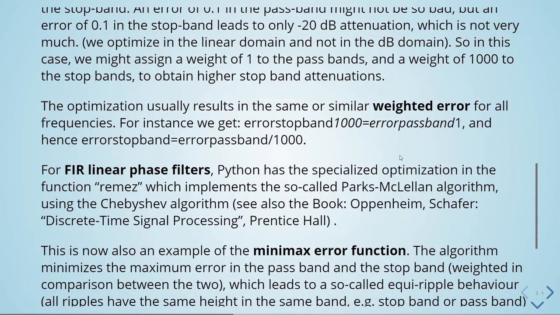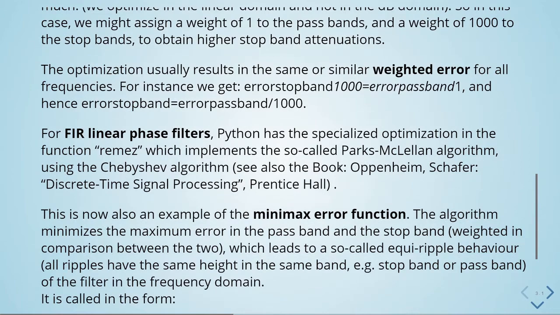For FIR linear phase filters, Python has a specialized optimization in the function remez. It's from the SciPy signal library, which implements the so-called Parks-McClellan algorithm using the Chebyshev algorithm. You can also take a look at the discrete-time signal processing book from Oppenheim, where you can see some description about this algorithm.